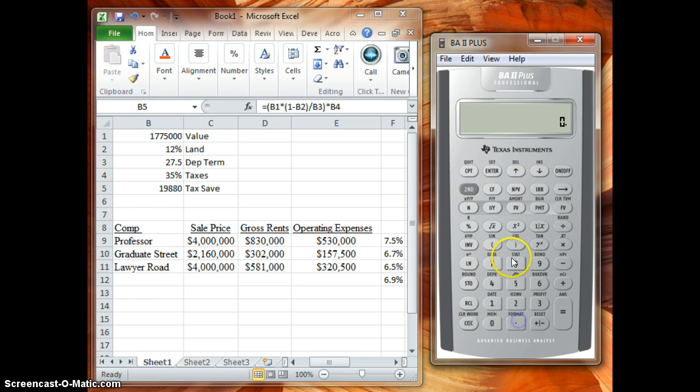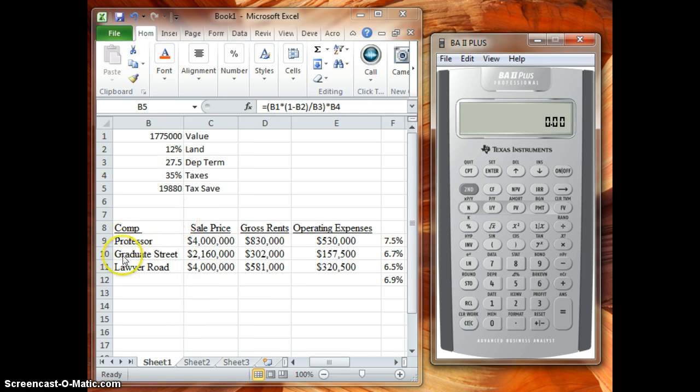To calculate that on the calculator, we'll simply put in 1775000 times 0.88, which gives us $1.562 million. We'll divide that by 27.5, which gives us 56,800, and we'll multiply that times 0.35, and we get our 19,880. We can see the same number here in Excel. Real quick and easy, it just takes maybe 30 seconds to do that calculation. We'll go ahead and clear that one out.